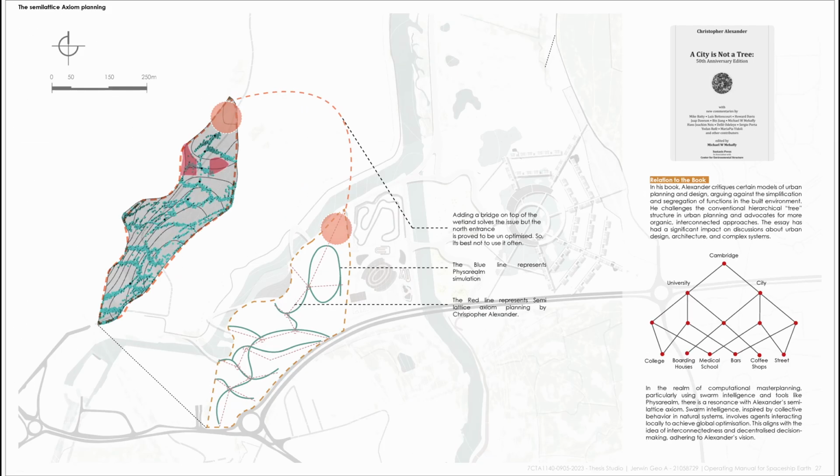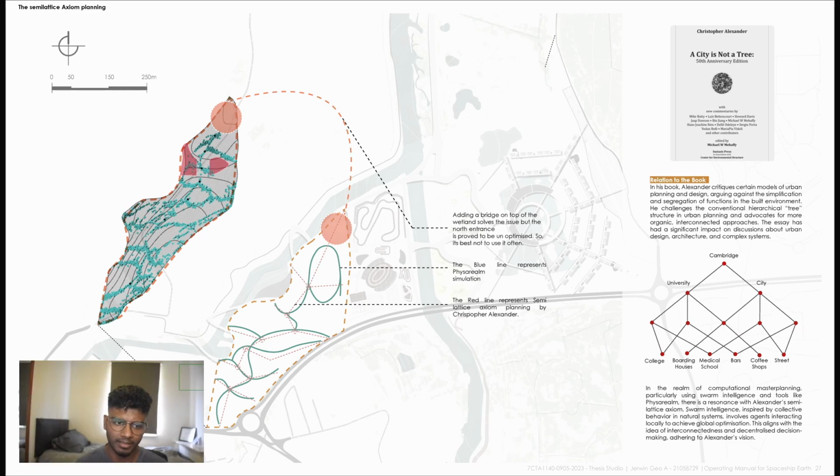And so this is the final result that I've achieved. And interestingly, the generative pathway correlates with Christopher Alexander's vision of how a master plan should be, which is a semi-lattice axiom as opposed to a tree structure. A tree would basically mean there would be a primary road, secondary road, tertiary road, etc. But in a semi-lattice system, the paths branch from intersections.